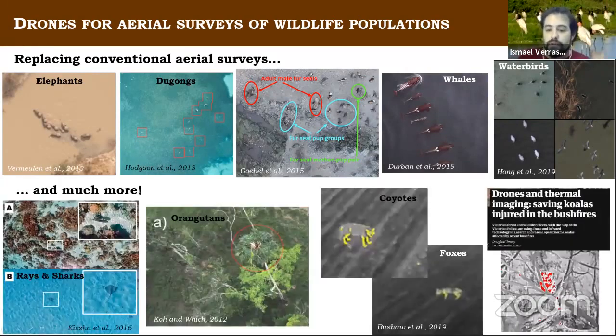But people are going way beyond this and are using drones to sample species that were before really unsuitable for aerial surveys, such as rays and sharks, orangutans, canids like coyotes and foxes with thermal cameras, and even koalas.